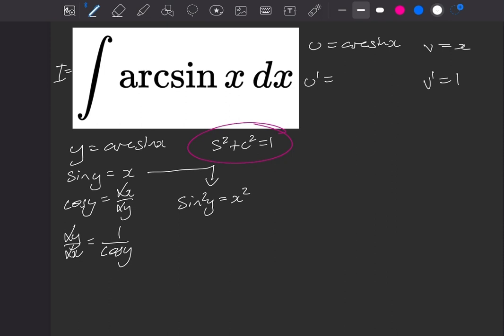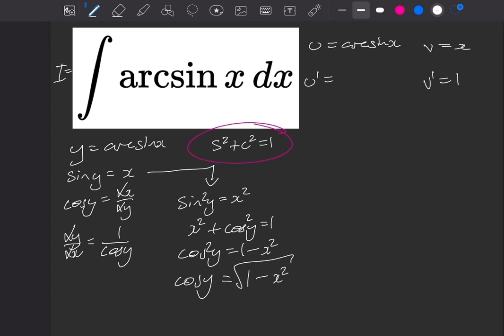So what we have now is x squared plus cosine squared y is equal to 1. So cosine squared y is equal to 1 minus x squared. Cos of y, therefore, is the square root of 1 minus x squared. So dy/dx, we know, is going to be equal to (1 minus x squared) to the power of minus 1/2. So we can fill this in on the right hand side. It's going to go just over here. So what we have is that u dash is (1 minus x squared) all to the power of minus 1/2.